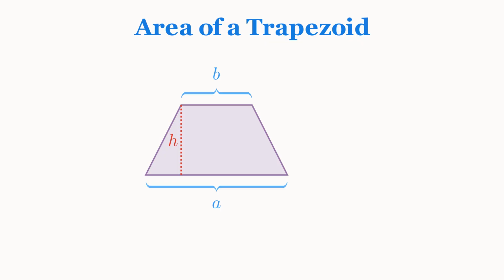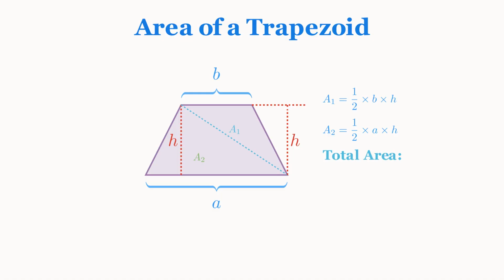Many area formulas can be traced back to fundamental concepts. Let's derive the formula for the area of a trapezoid. The trick is to divide and conquer, splitting it into two triangles. Triangle A1 has base B and height h. Triangle A2 has base A and the same height. Adding them together, we get the trapezoid formula.